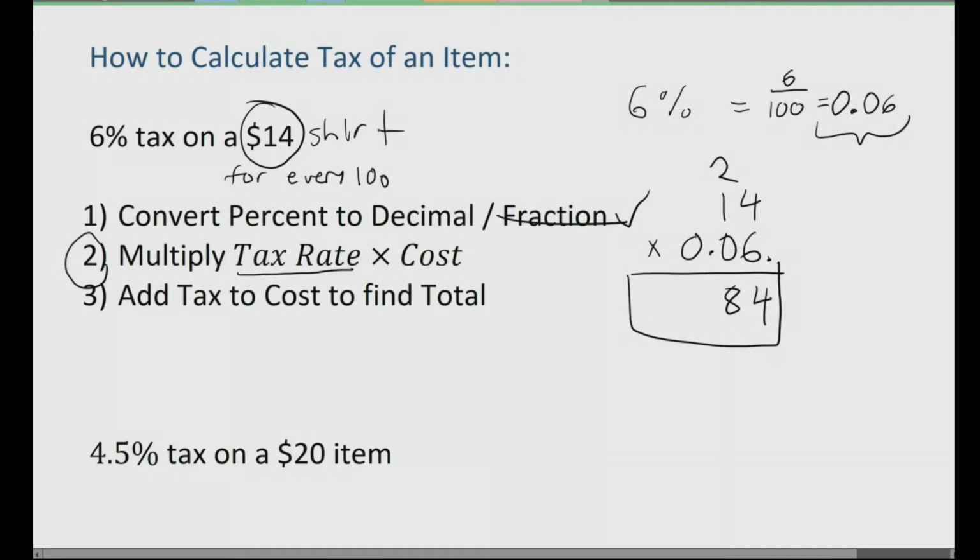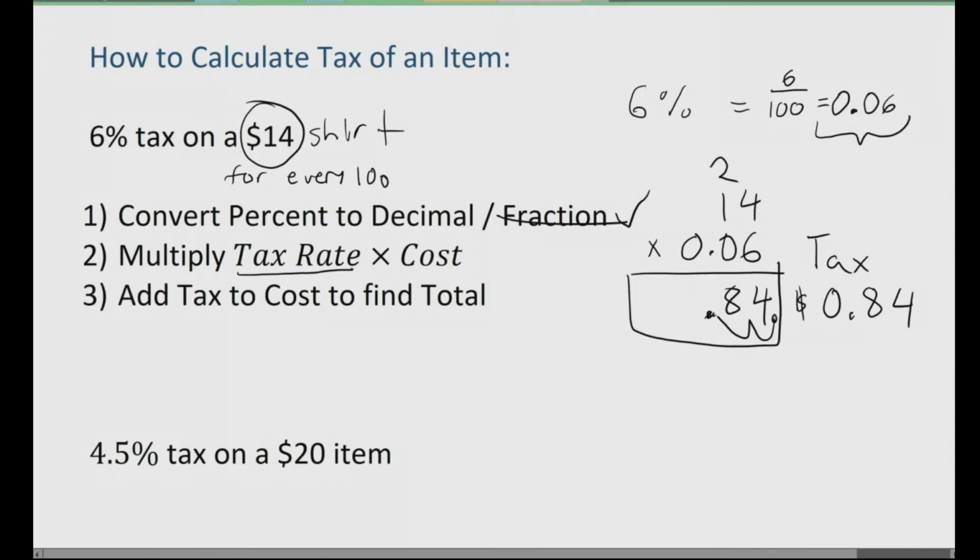Actually, let me redo that. 1, 2 times. We're going to do the same thing over here in our answer. 84 will turn into 0.84. So now we know tax is going to be 0.84 or 84 cents.